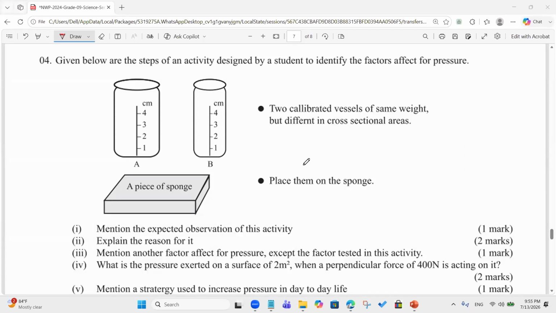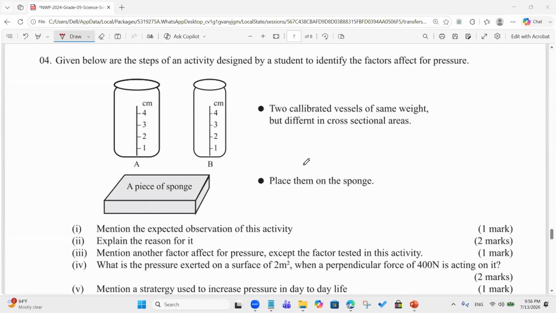It is based on the cross-sectional area of the bottom, right? Large cross-sectional areas, large bases, exert less pressure. If the cross-sectional area is less, it creates high pressure. You may remember the activity we learned using a pen. I asked you to keep a pen between your thumb and finger and press it. The pointed side exerts greater pain on your finger. Why? Because less surface area, high pressure.